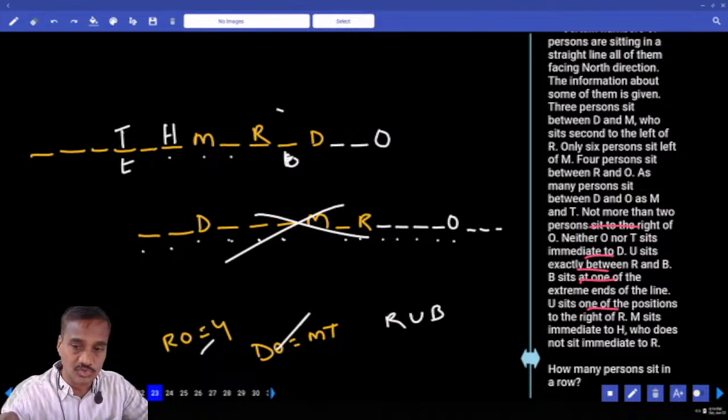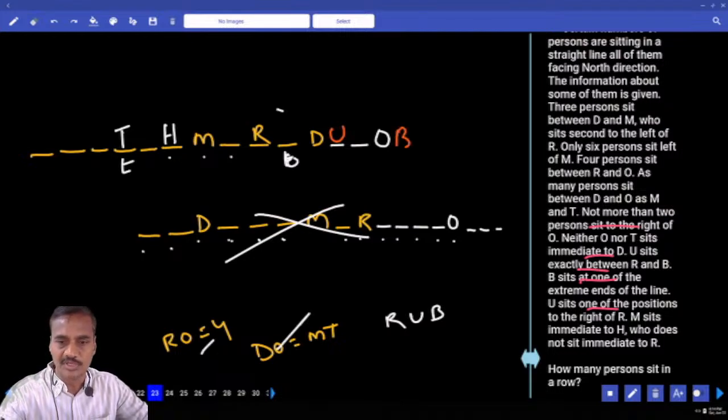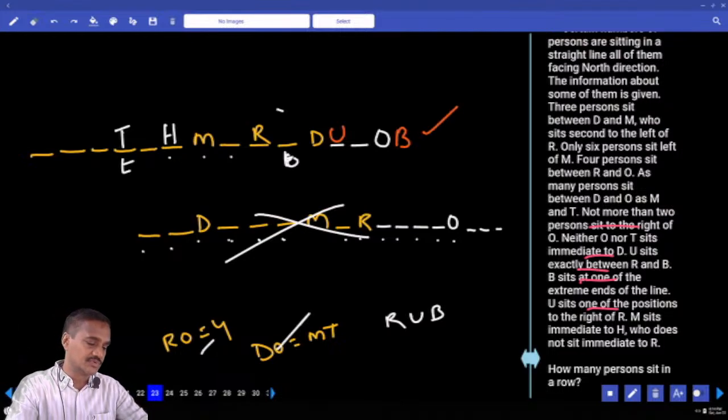Hence where should this U be? U must be immediate right hand side of D. And between R and U there are 2 people. Between U and B there are 2 people. Done? Now this is the final arrangement we have.